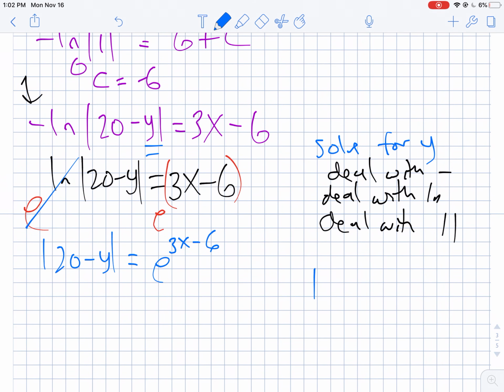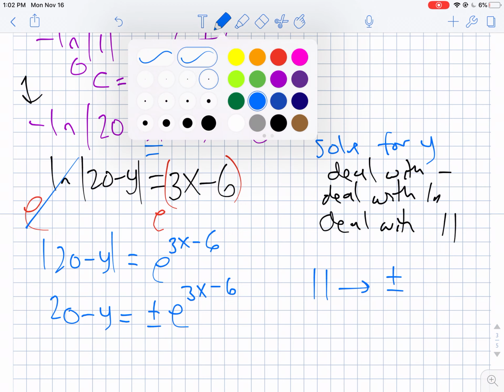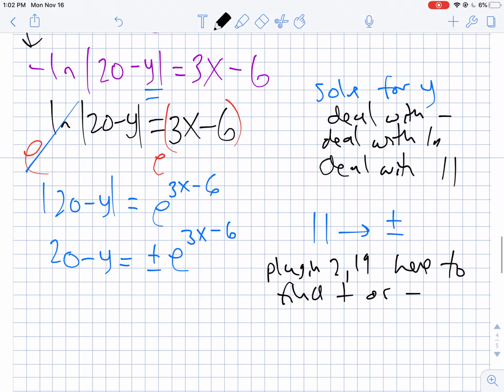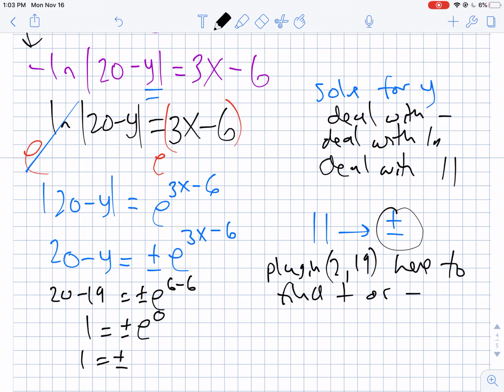Okay, so now the absolute value we know leads to a plus or minus. We talked about that earlier in the week. So 20 minus y equals plus or minus e to the 3x minus 6. Now, you can do this later, but just like with the plus c, I would encourage you to plug in the 2,19 here to find out whether it's positive or negative. So right now, I'm going to try and solve for the plus or minus. So x is 2, y is 19. So I get 20 minus 19 equals plus or minus e to the 6 minus 6. So I get 1 equals plus or minus e to the 0. So 1 equals plus or minus 1.